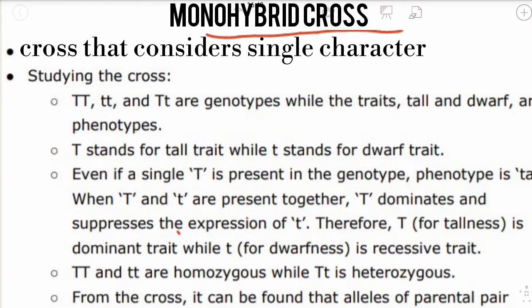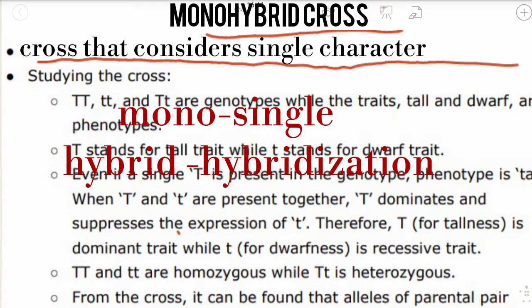Monohybrid cross. Monohybrid cross is taken from the chapter Principle of Inheritance and Variation. This is a simple topic and you will capture it easily. So what is a monohybrid cross? A monohybrid cross is the cross where we consider a single character.